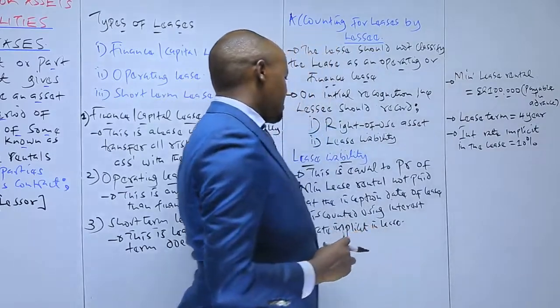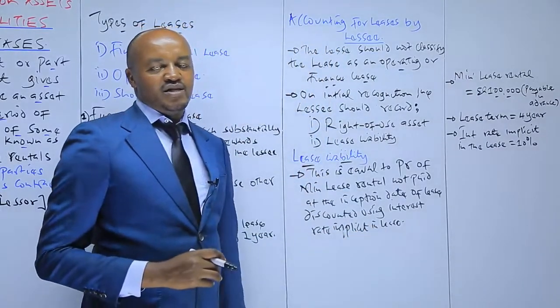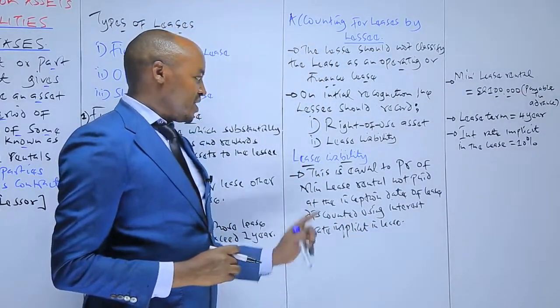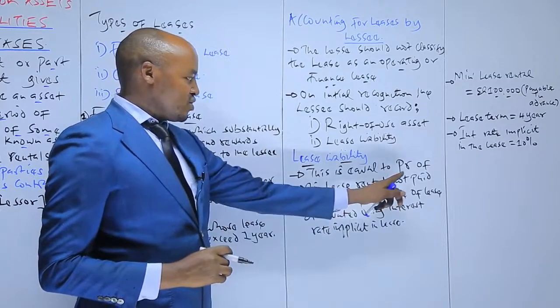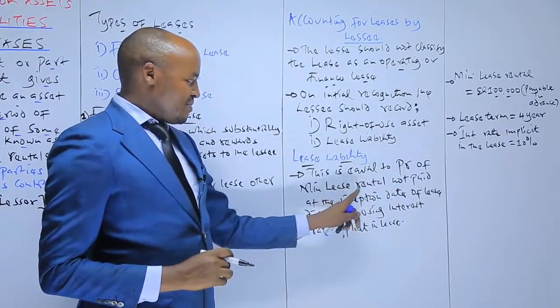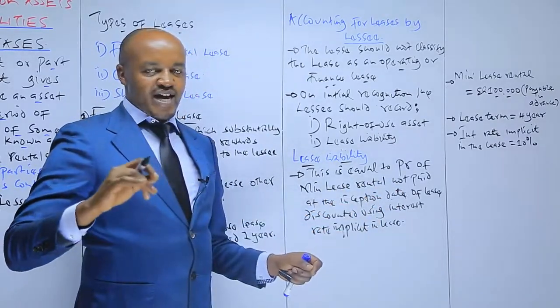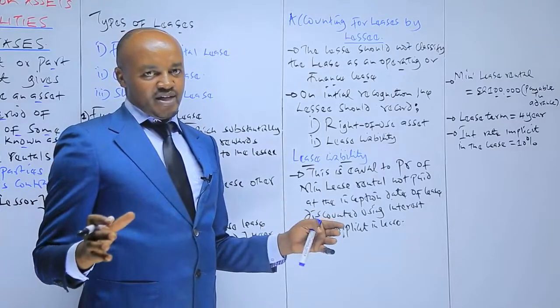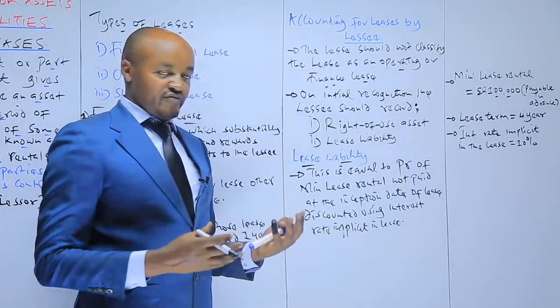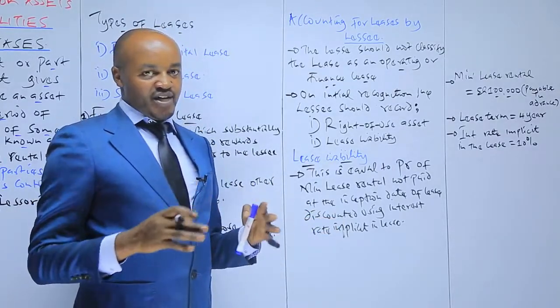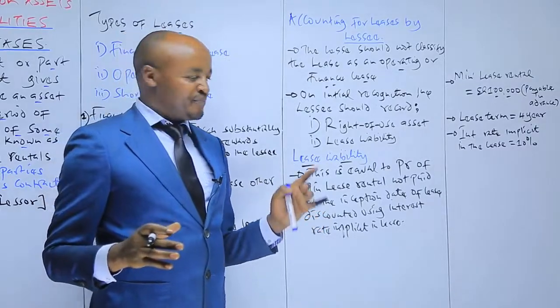Now, how do we determine the lease liability? We are saying the lease liability will be equal to the present value of the minimum lease rentals not paid at the inception date of the lease. When we talk about the inception date of the lease, we are talking of the date when the lease commenced.